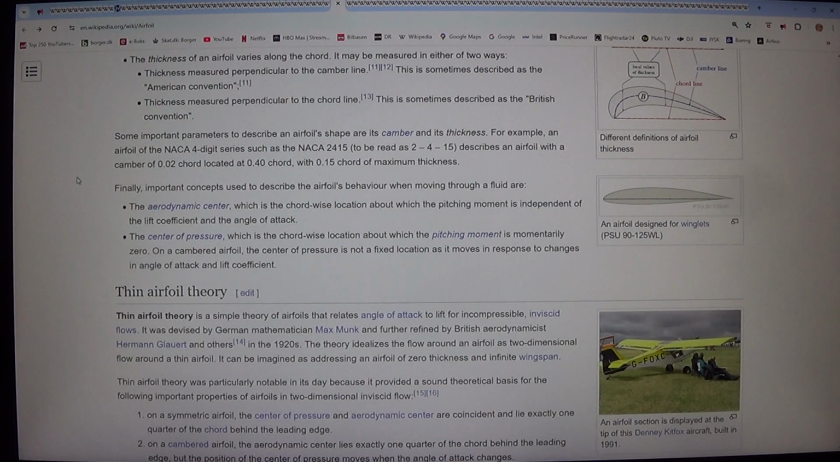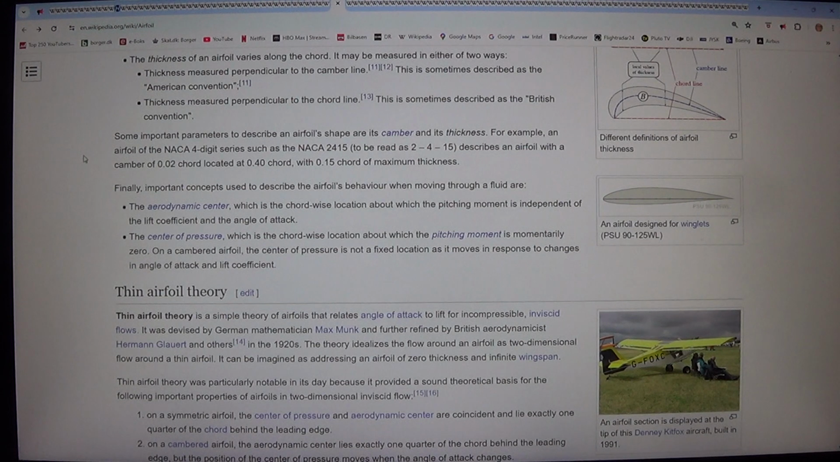Some important parameters to describe an airfoil's shape are its camber and its thickness. For example, an airfoil of the NACA 4-digit series such as the NACA 2415, to be read as 2-4-15, describes an airfoil with a camber of 0.02 chord located at 0.40 chord, with 0.15 chord of maximum thickness.